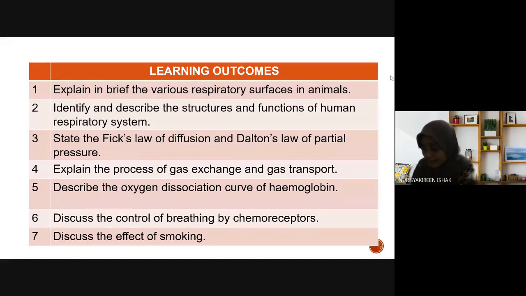And then number five, describe the oxygen dissociation curve of hemoglobin. Here we will look at a graph that explains how oxygen is released from the hemoglobin at several places in your body. Number six, discuss the control of breathing by chemoreceptors. And lastly, discuss the effects of smoking.